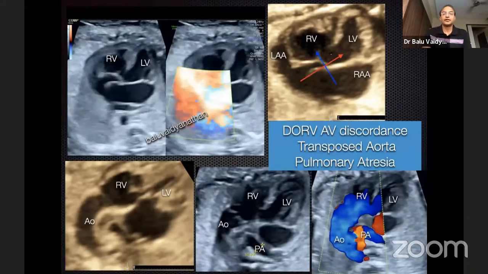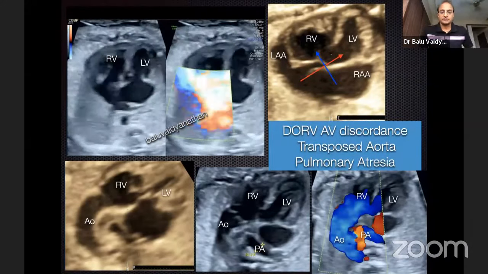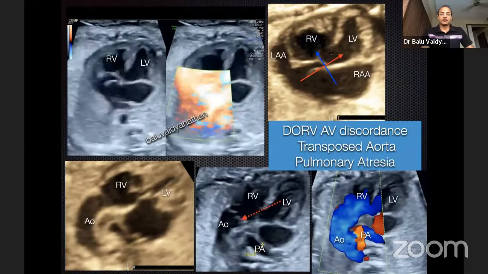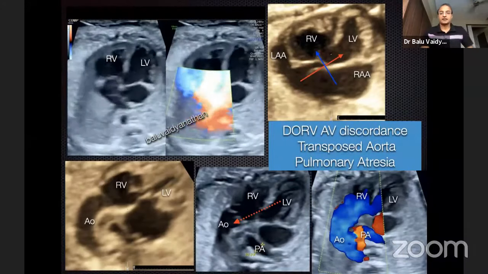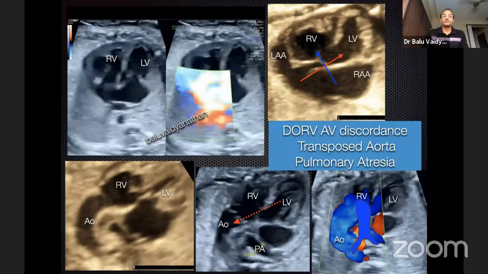The surgeon will do an atrial switch, thereby correcting the AV discordance. And then they will route the LV to the aorta. And then they will put an RV to PA conduit. So this is what we call a double switch kind of a procedure, and typically done in stages. But even this we can predict by using imaging techniques, as shown here.